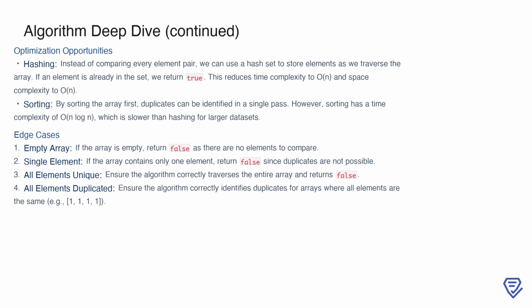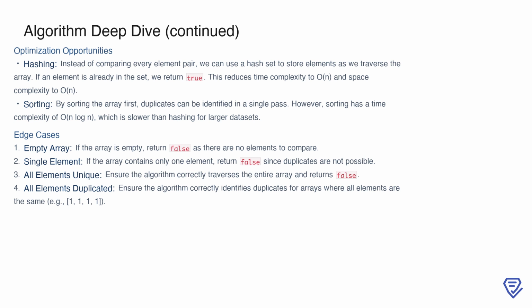Another option is to sort the array first. After sorting, duplicates can be identified in a single pass by comparing consecutive elements. While sorting has a time complexity of O(n log n), it eliminates the need for nested loops. Both methods represent significant improvements over the brute force approach.